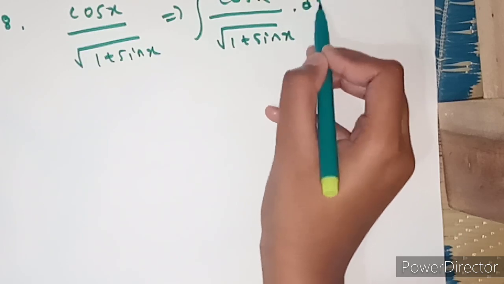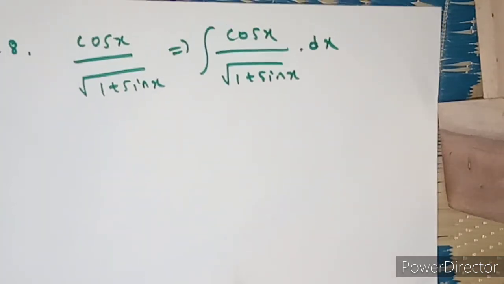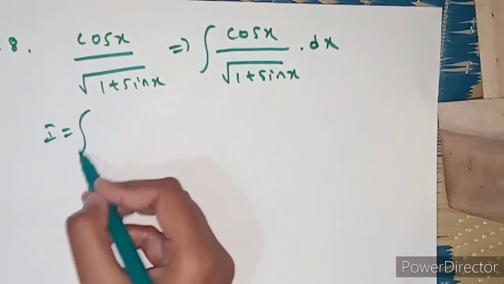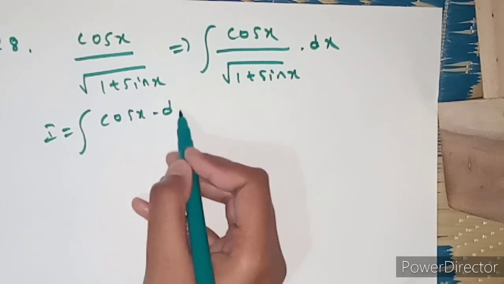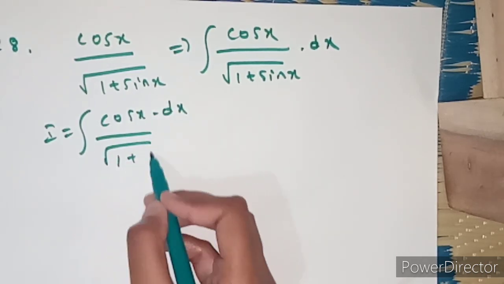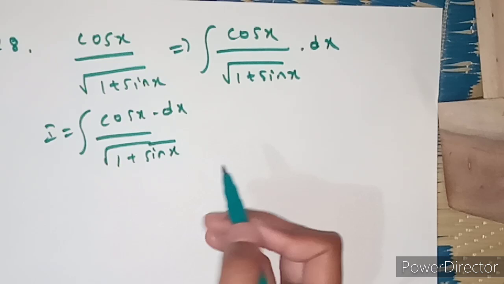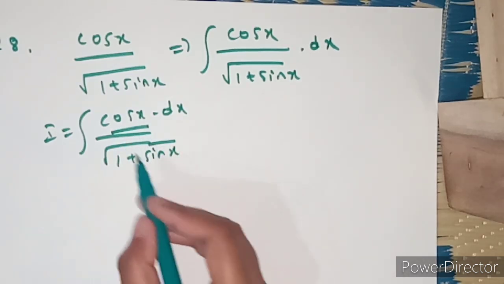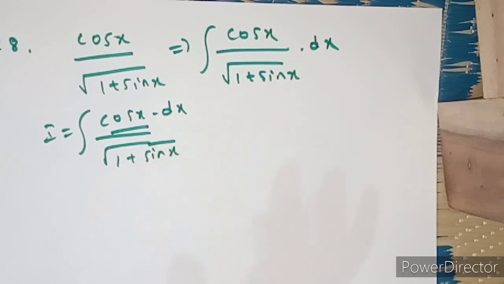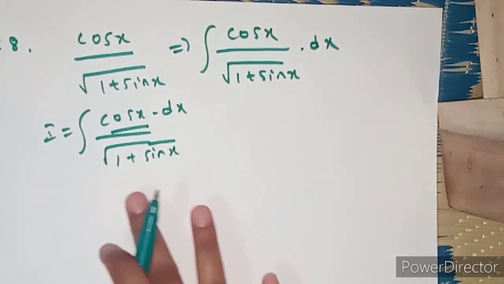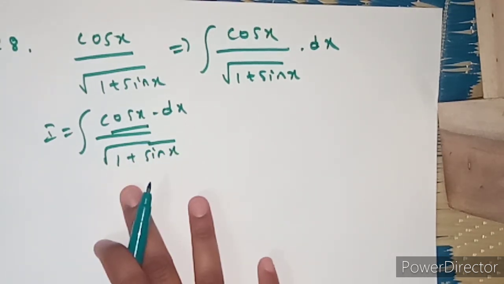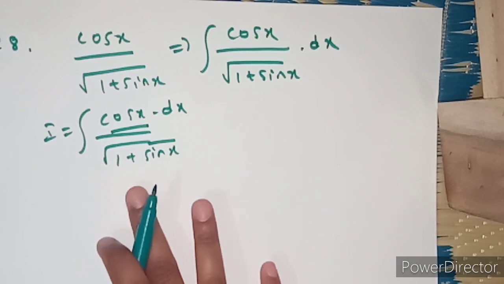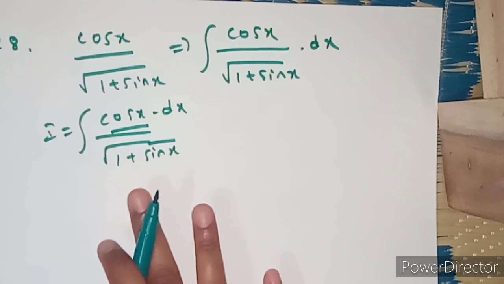Let us take this function as I. I is equal to the integral of cos x dx upon square root of 1 plus sin x, right? If I take cos x as t, what happens? The derivative of cos x is minus sin x, but here we have square root of 1 plus sin x. Here we don't have minus sin x, so we cannot solve this problem, right?